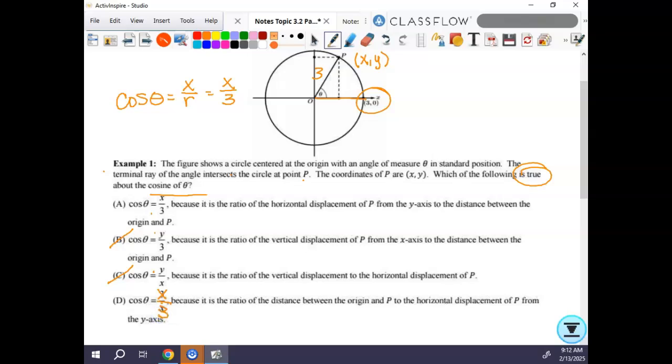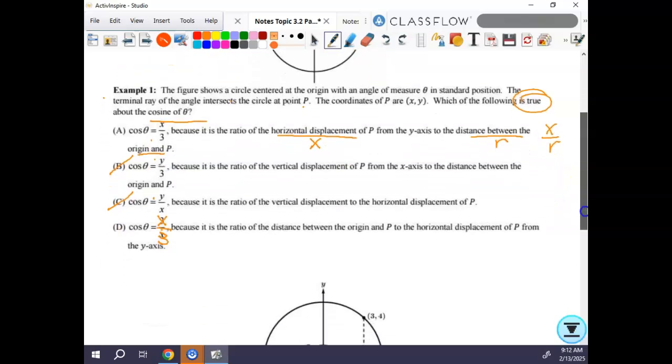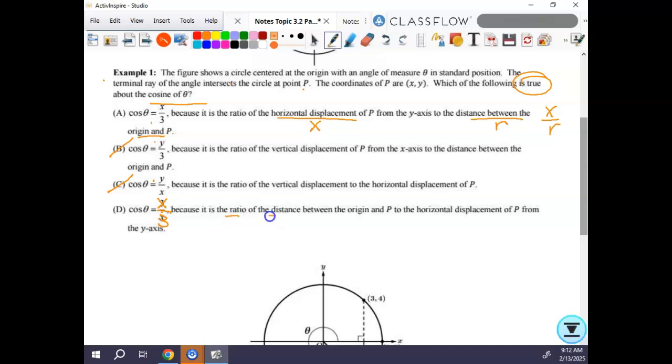Then I have to read the words because it is the ratio of the horizontal displacement, that's my x, to the distance between the origin and P, that is r, right? The ratio of this to this gives me x over r. Where here, if I read these words, it's the ratio of the distance between the origin and P, that's r, to the horizontal displacement, that's x, that would give me r over x. Does that make sense to you? So you have to make sure you can get the words right, so you don't read horizontal displacement and go, what the heck is that? I think hopefully we get it now.